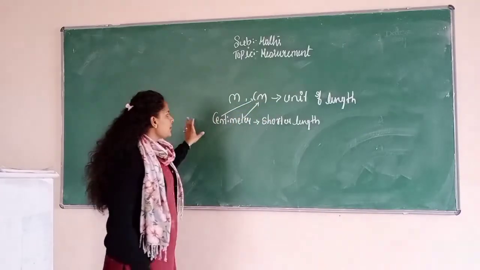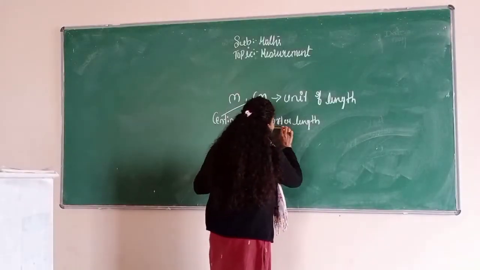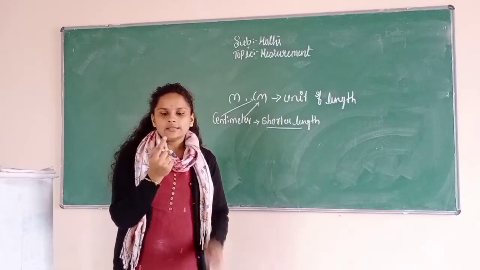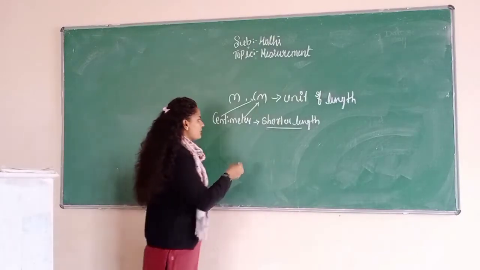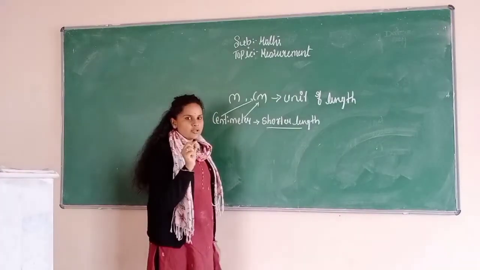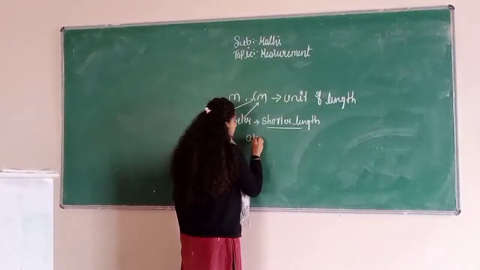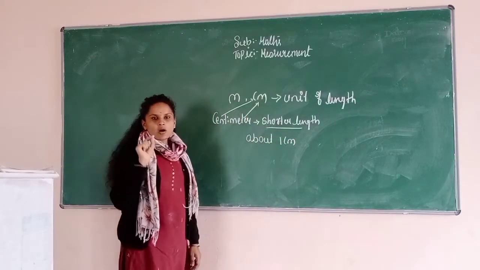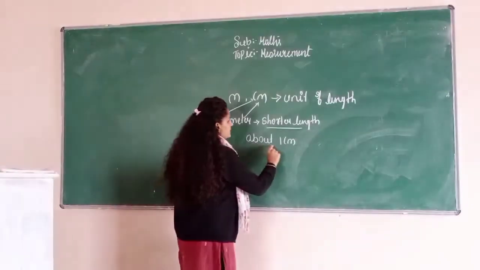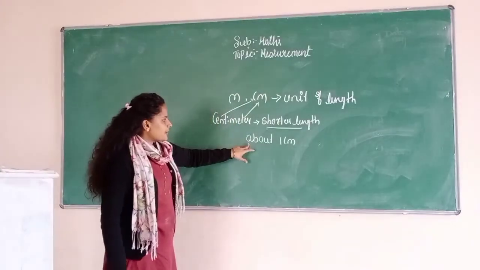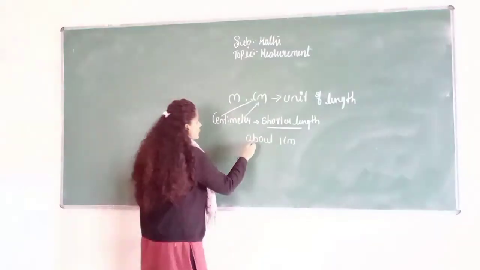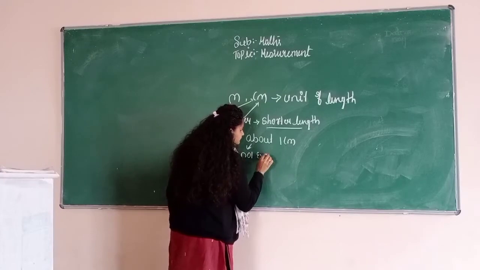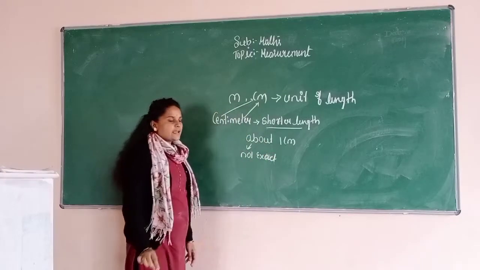Why do we use the centimeter? We use the centimeter to find the shorter length. For example, the tip of our finger, this is the shorter length, right? I will say it's about 1 centimeter. The tip of our finger is about 1 centimeter. Why am I saying about 1 centimeter? Because it is not an exact value.